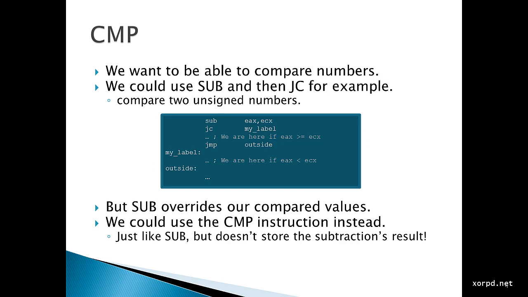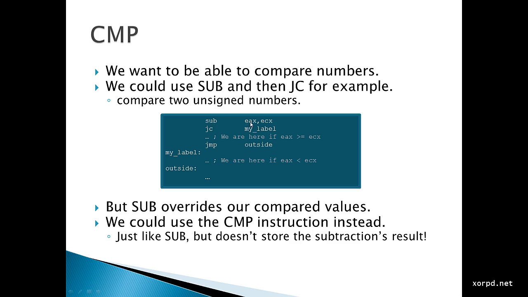The compare instruction, or CMP. We want to be able to compare numbers. We could, for example, use the sub instruction and then follow it by a JC, jump carry instruction. This will allow us to compare two unsigned numbers. Let's look at an example code.